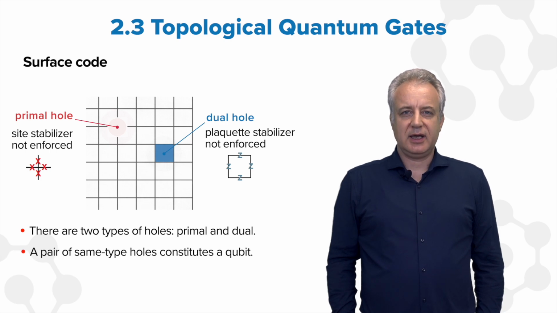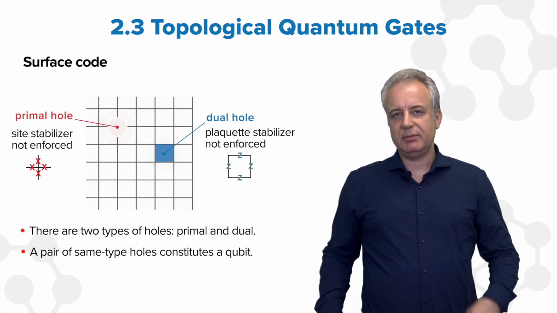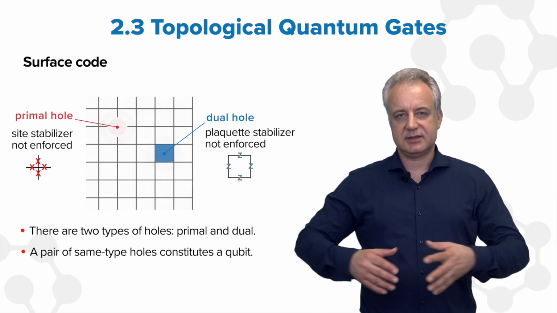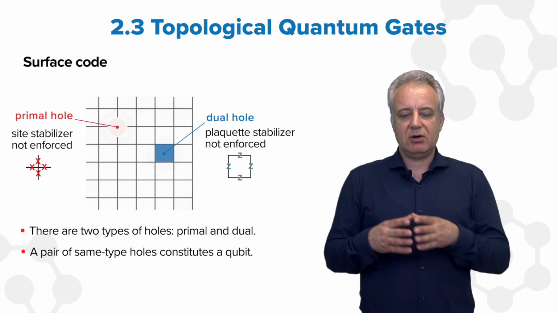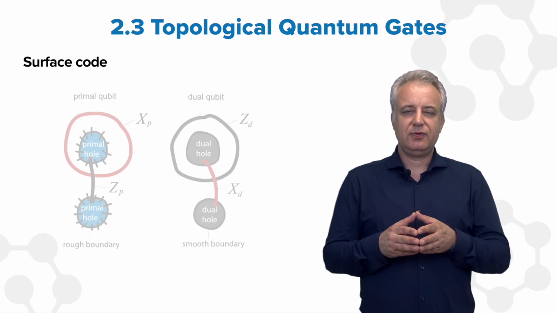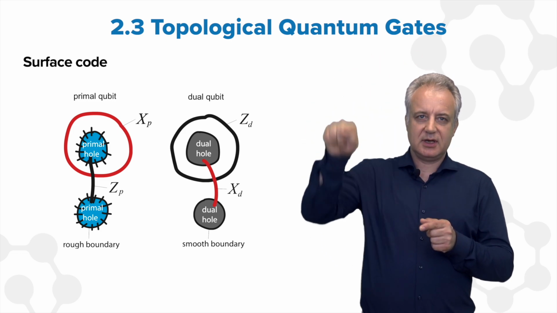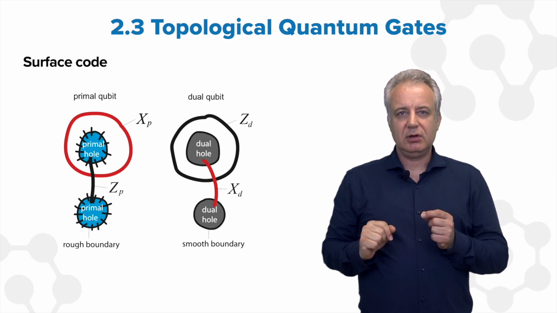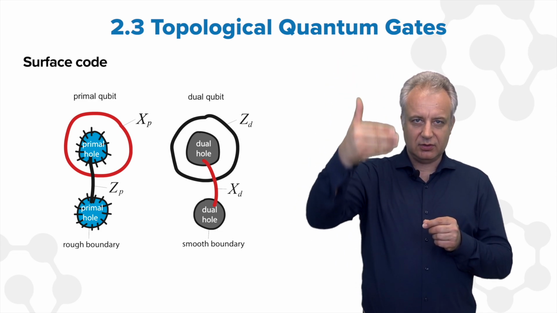Now, we need to talk about how holes relate to encoded qubits. So in our case, every logical qubit, every encoded qubit is made up by two holes. And this is what's shown here. So there is a primal version and a dual version. Remember, missing site stabilizer and missing plaquette stabilizer. And what we now need to talk about is what the encoded Pauli operators look like. So for the primal qubit, the encoded X wraps around the primal hole, or one of the two primal holes, and the encoded Z moves between these holes.